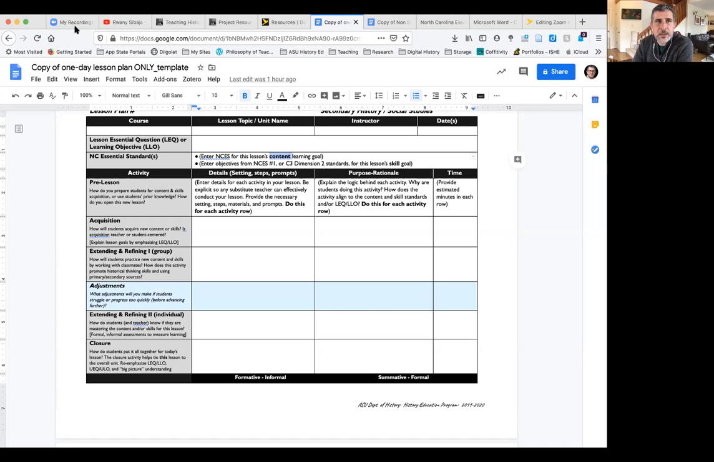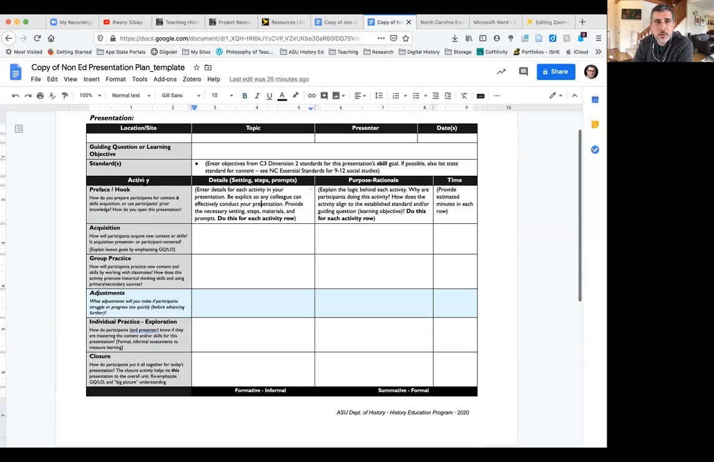My main thing is that your first activity should be the hook, in your case, and the last one should be the closure. Even if you move that blue row below closure, that's okay. But what you're saying is that my presentation begins this way and it ends this way.